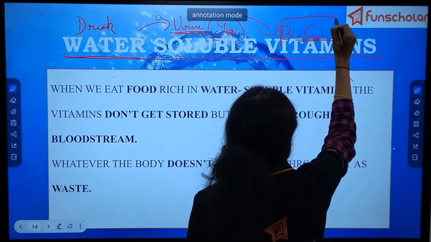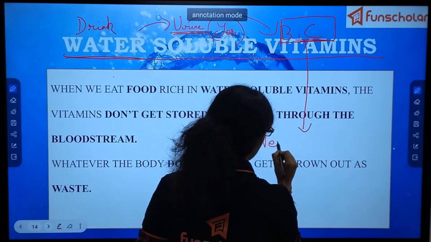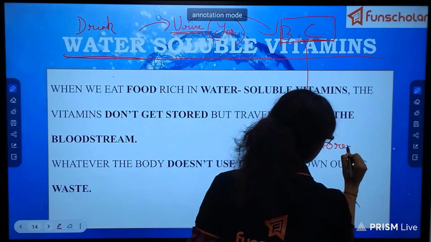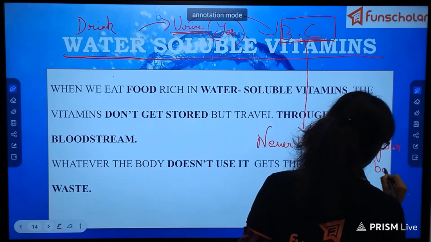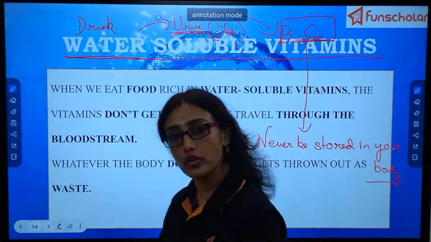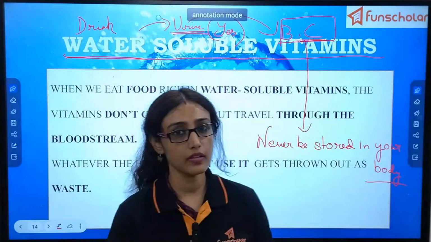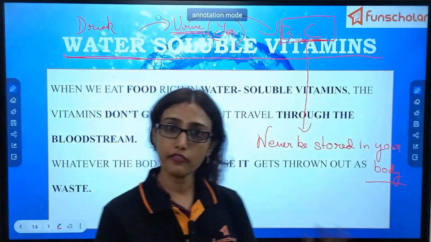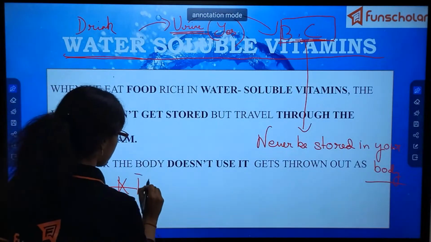So these are the vitamins that can never be stored in your body. You can't store them in your body. So you have to take these vitamins on a regular basis, or else the vitamin will be finished from your body as it is going out through urine and you will fall ill. So this point is very important.